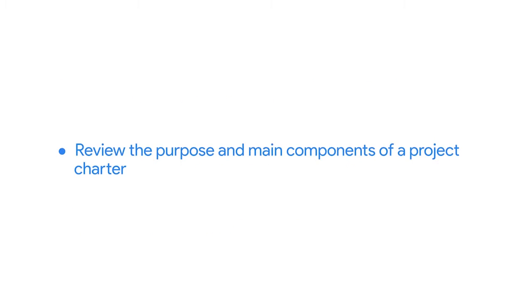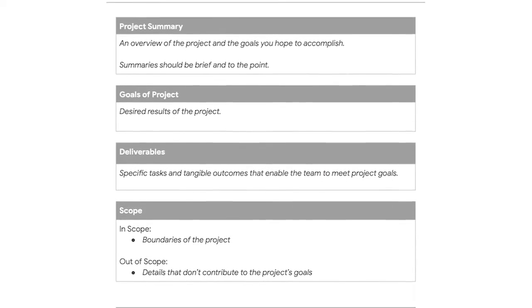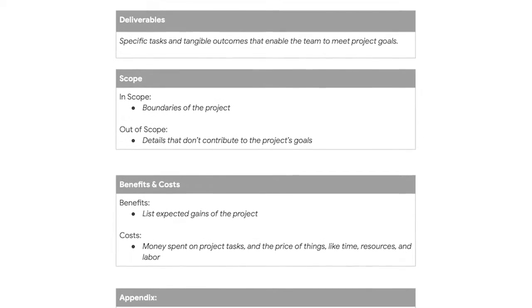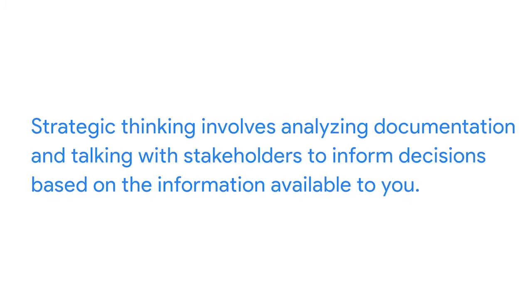In this video, I'll review the purpose and main components of a project charter so you can get started creating one for the Sauce and Spoon tablet rollout. After this video, you'll review supporting materials that will enable you to observe Peta as she initiates the project. Then you'll apply strategic thinking to create a project charter based on what you observed. Strategic thinking involves analyzing documentation and talking with stakeholders to inform decisions based on the information available to you.